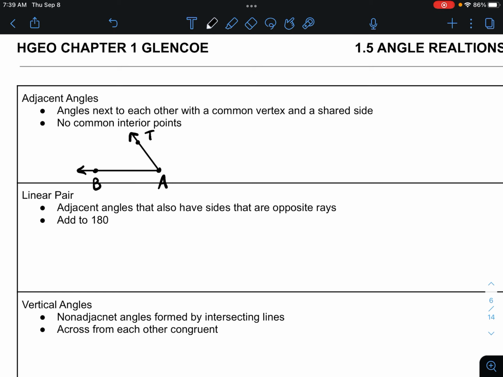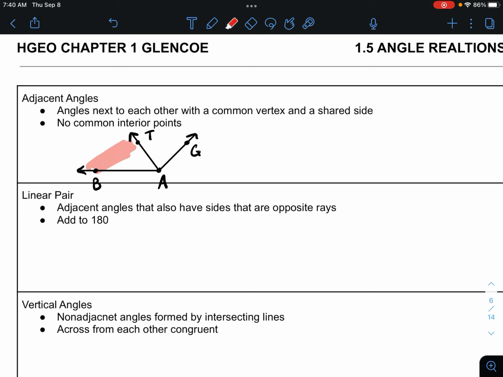An angle adjacent to this would basically just mean that it has a common vertex. So A is my vertex right now. I'd have to have another vertex at point A. And then one of the sides is shared. So remember, the sides are AT and AB. So it has to share one of these sides. So if I drew another ray here, and maybe we call this point G, that would mean that angle TAG would be adjacent to angle BAT. Those are two adjacent angles.